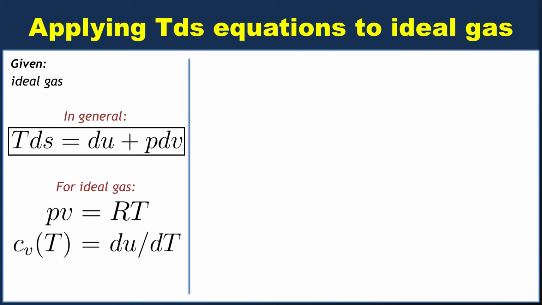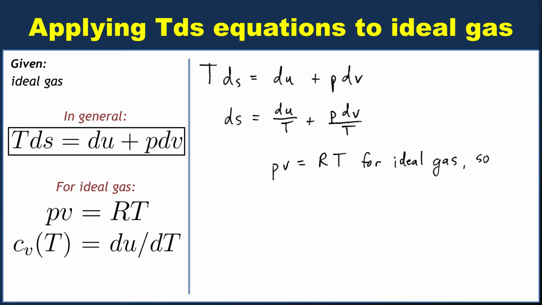Okay, so if we want to apply this to an ideal gas, we'll start with the TdS equation, and I'm going to rearrange this so that we're just dealing with ds. Now what we want to do is find substitute expressions for the two terms on the right. For one of those we can use the ideal gas law. PV equals RT, so we can rearrange that as P over T equals R over v. We can just substitute this into the second term on the right. Okay, so let's do that.